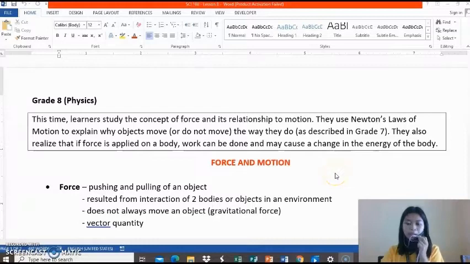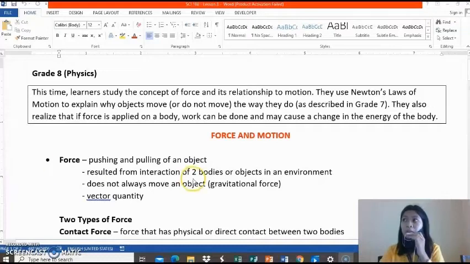So sa pang grade 8, it is just a continuation of galing doon sa grade 7. For the first one, we have here force and motion. Force is pushing and pulling on an object. So that is our definition of force.